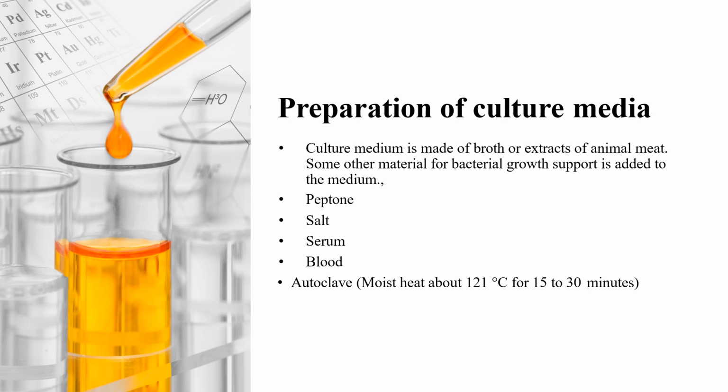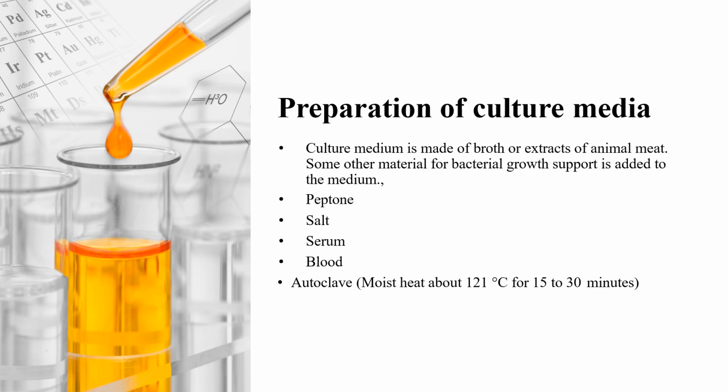Culture medium is made of broth or extracts of animal meat. Some other materials for bacterial growth support are added to that medium. The base of many culture media is derived from animal sources, such as meat extract or infusion. These materials contain various nutrients that serve as a source of carbon, nitrogen, vitamins, and other essential compounds required for bacterial growth.